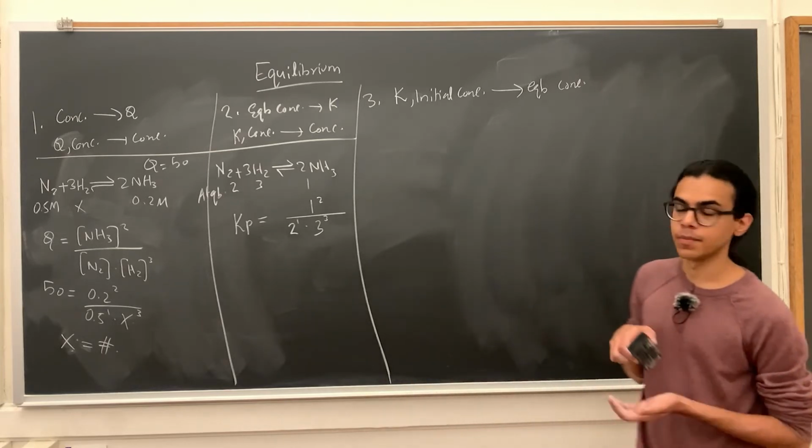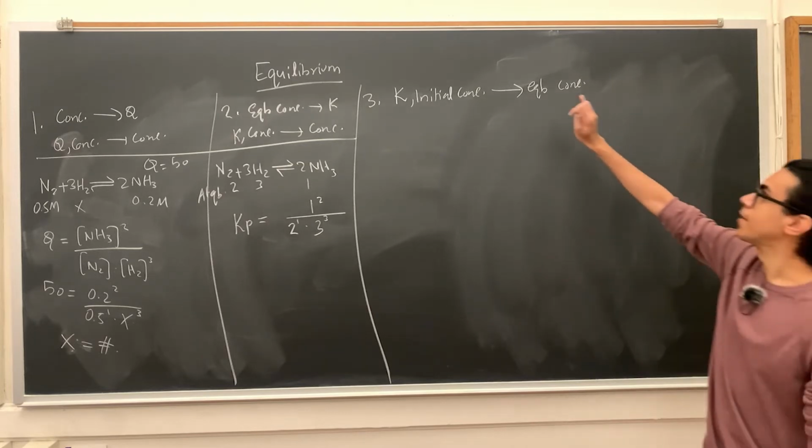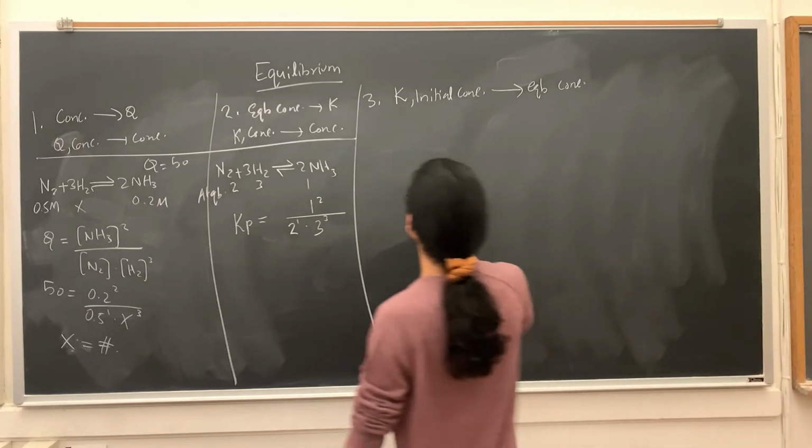Cool. All right. The first two are easy. Let's tackle the last one here, where you're given the K value and initial concentrations, but you're trying to figure out the equilibrium concentration. This is the most important question because, where does the equilibrium lie? Where's the sweet spot? What are the exact values of each of the concentrations or pressures when a chemical system reaches equilibrium? So that's this question.